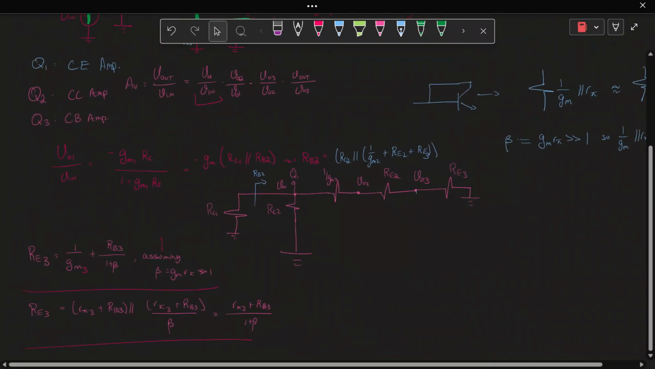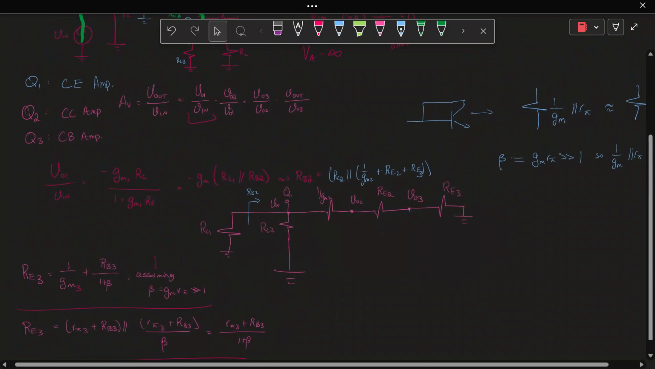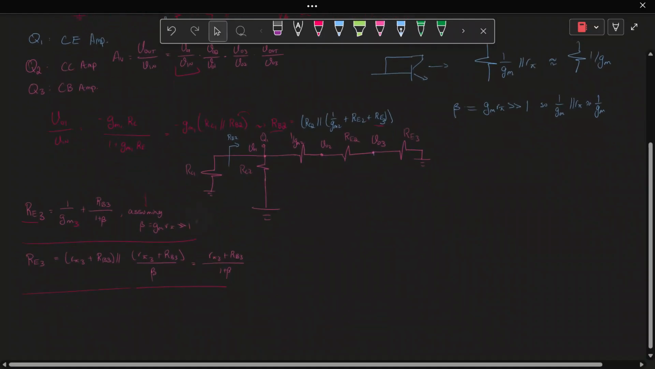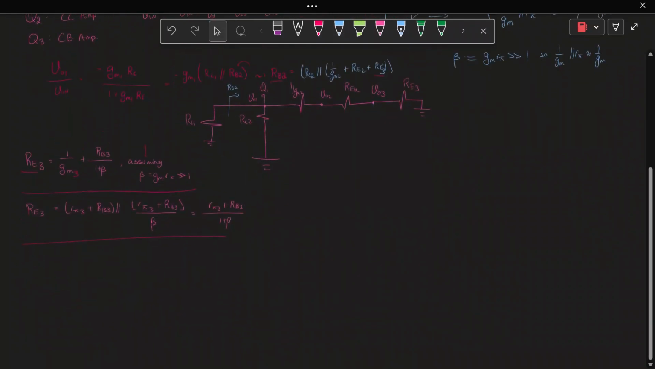So now we've found what? We found RE3, which can then be plugged into this equation to find RB2, which can then be plugged back in into here to find VO1 over Vn. So now we found VO1 over Vn. That was quite a doozy.